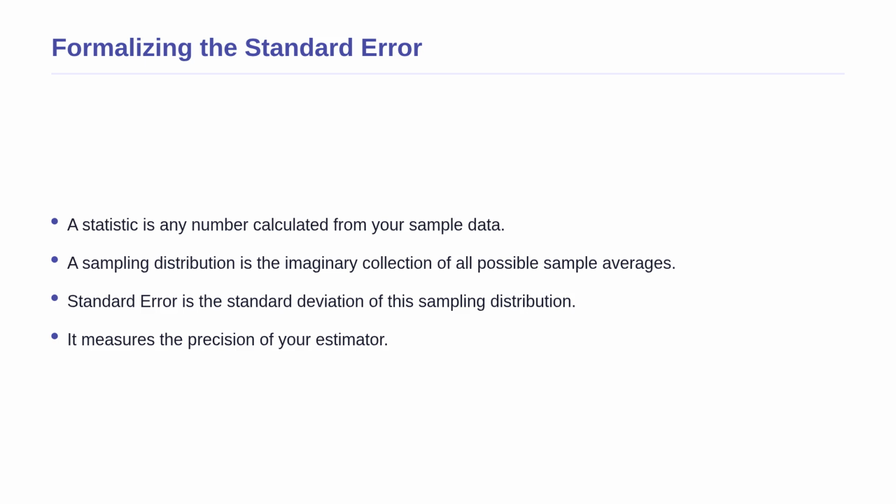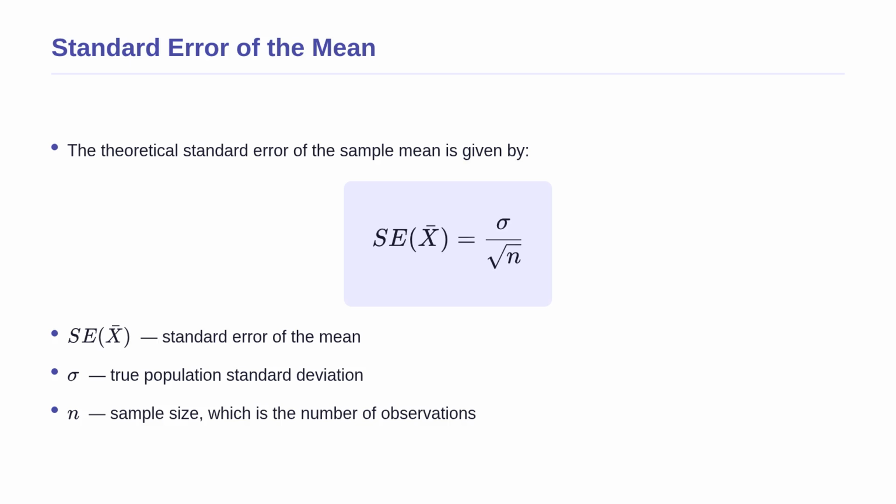It measures the precision of your estimator, representing the typical mistake you expect to make when using a small sample to guess a big population's secret number. This brings us to the mathematical formula for the standard error of the sample mean. Conceptually, this formula compares the natural variation in the population to the size of your sample.